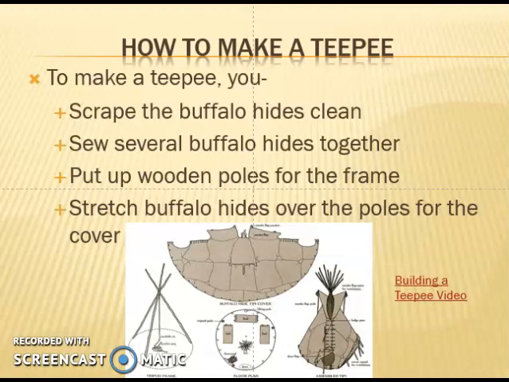Then you're going to sew several buffalo hides together. So you can see here how they've sewn those hides together. There's pieces of different ones. And then you're going to put up wooden poles for a frame. You're going to stretch the buffalo hides over the poles to cover it. And then here is your inside.